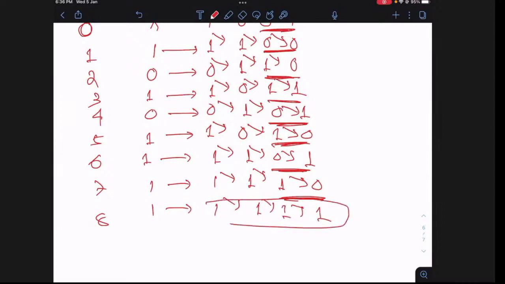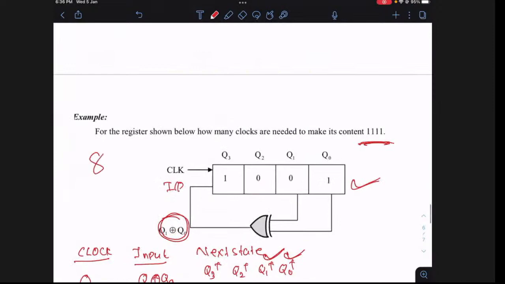So here I'm stopping, right? So I got 1, 1, 1, 1. After how many clocks? 8 clocks. So the answer of this question is 8.